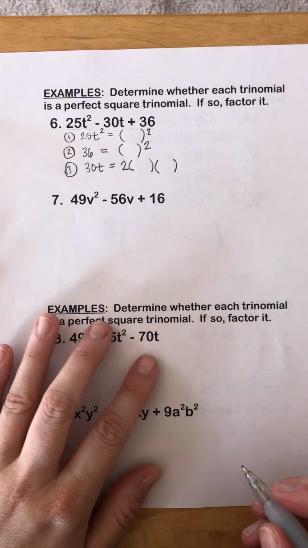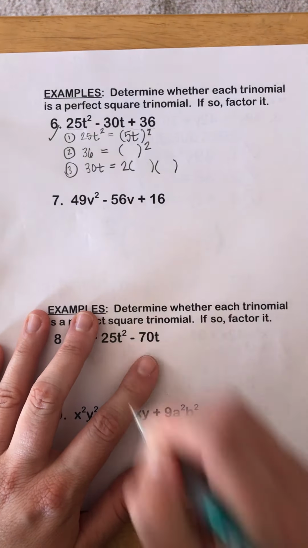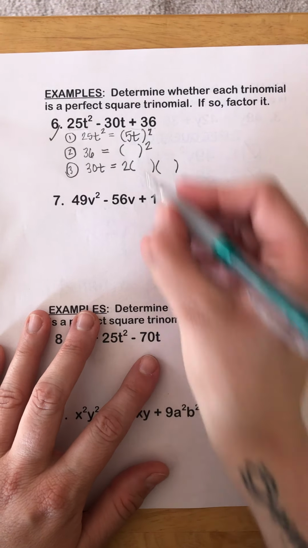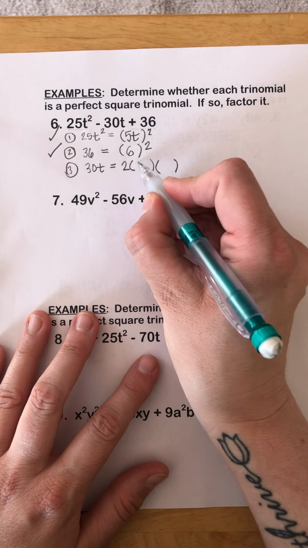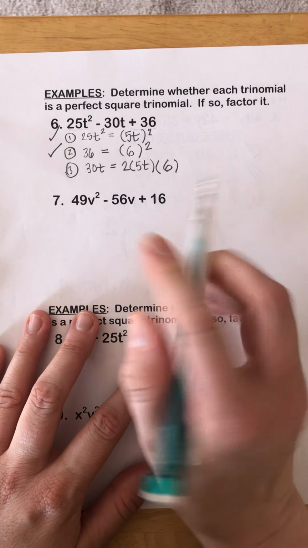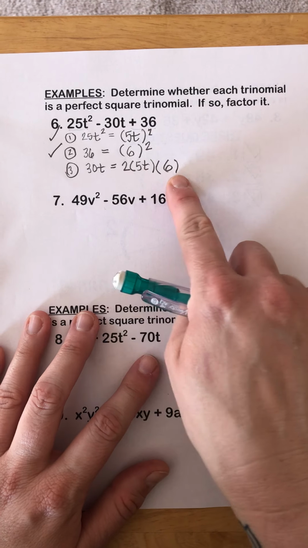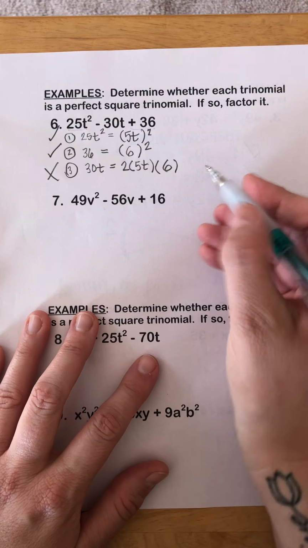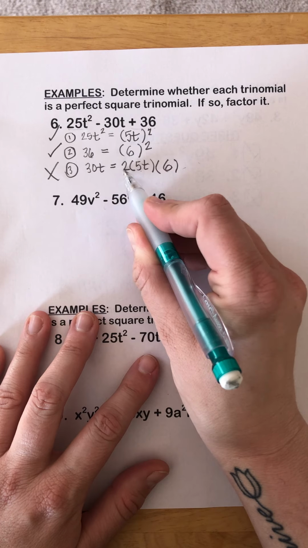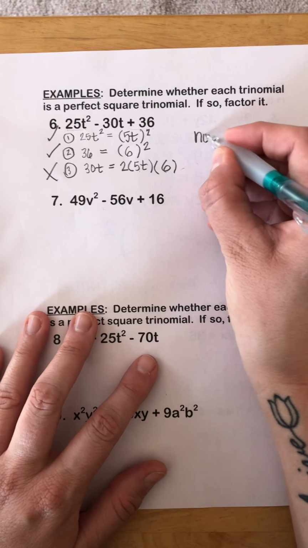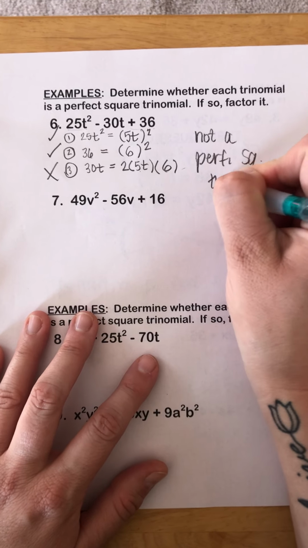So back to question 1, what could we square to get 25t squared? 5t. Question number 2, what can we square to get 36? 6. Question number 3, if we take the 5t and the 6 and we multiply and double, do we get what's in the middle? Nuh-uh. Doesn't work, because what do we get? We end up getting 5 times 6 is 30, and 30 times 2 is 60. So this is not a perfect square trinomial.